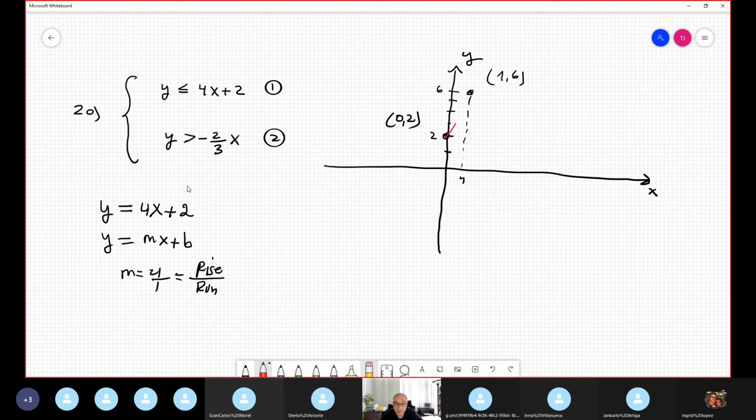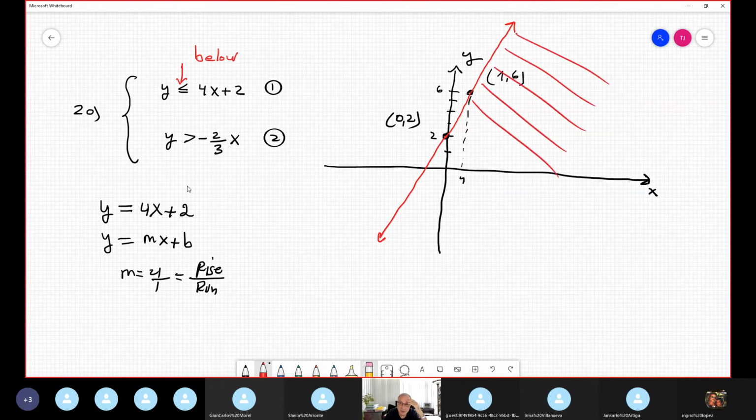Let me use a red color. This line allows me to split the plane into semiplanes. Above or below is the problem. What do you think? I look at this sign. Since y is isolated and it's less than, it's below the line. So the region I need to shade is this. I finished the solution for the first inequality. Let's move on to the second.